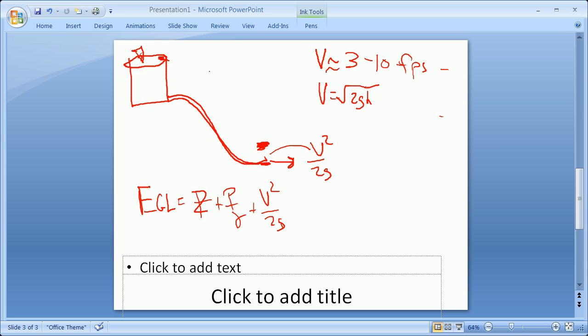And so you get, and I'm going to dare try it, I don't do it too often on this machine, but I'm going to go ahead, and that's your energy grade line. It's a straight line between the two. The hydraulic grade line, however, is parallel for the most part to the energy grade line, and it actually goes through the free discharge, and it's separated from the energy grade line by a velocity head.